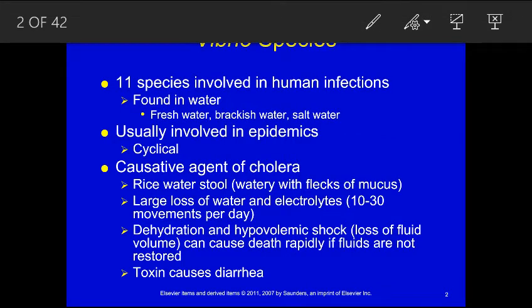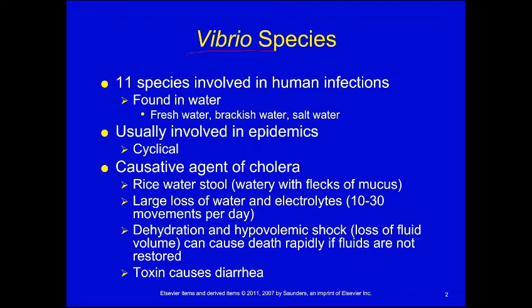As I've said, we have Vibrio species. Now, Vibrio has 11 species that have involved human infections. This is common, of course, this is found in water. Now, more often than not, this Vibrio species can be found in fresh water, brackish water, or even in salt water. Pero mas madalas siya sa brackish water.